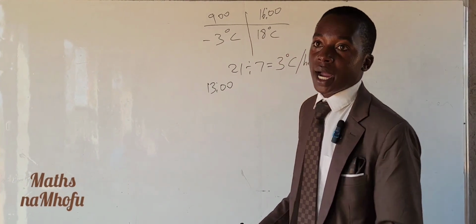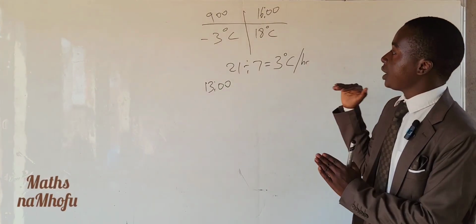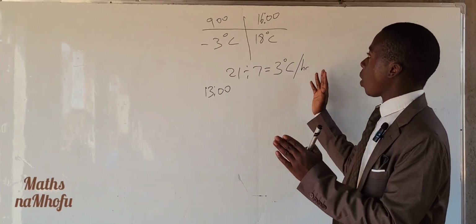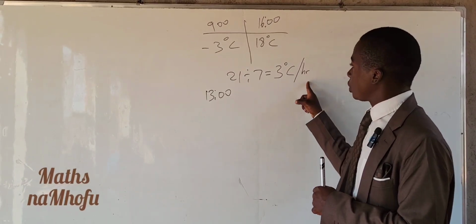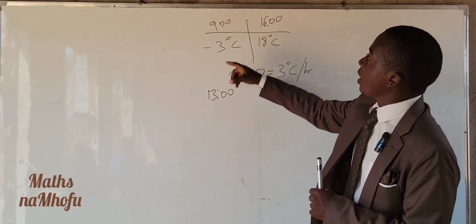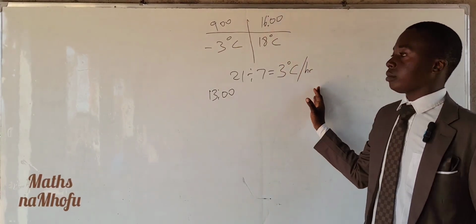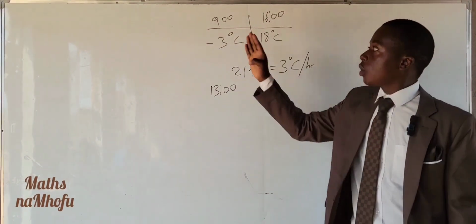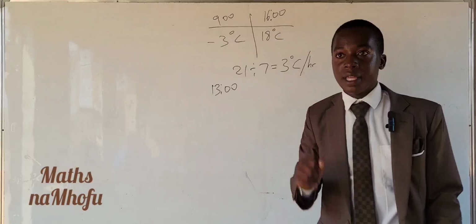This is very simple, guys. Since our temperature was changing with 3 degrees Celsius per hour, we need to calculate how many hours we have from 9 up to 1, right? So from 9 up to 1, we have 4 hours. Because from 9 up to 12, we have 3 plus 1, that's 4 hours.